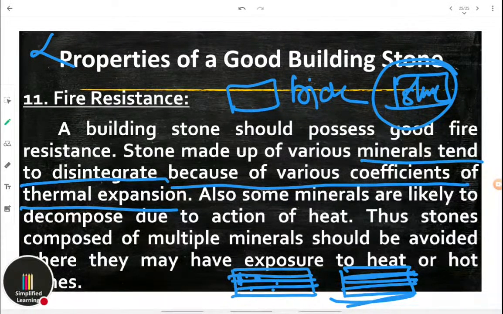So what we saw today, we saw various kinds of stone that are used in building construction work and the desired properties of a good building stone. So that was all for the lecture.